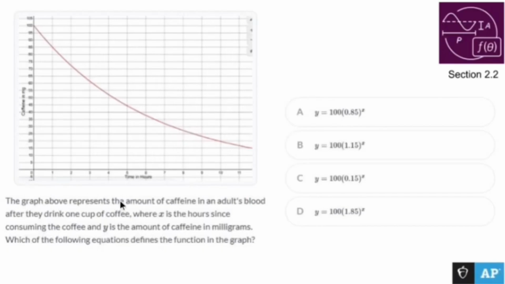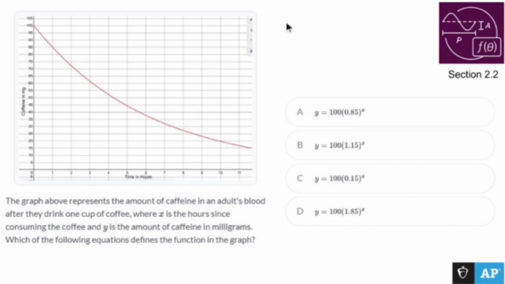The graph above represents the amount of caffeine in an adult's blood after they drink 1 cup of coffee, where x is the hours since consuming the coffee and y is the amount of caffeine in milligrams. So hours, milligrams, great. Which of the following equations defines the function in the graph? Without doing too much, it appears that at 0, I have 100.